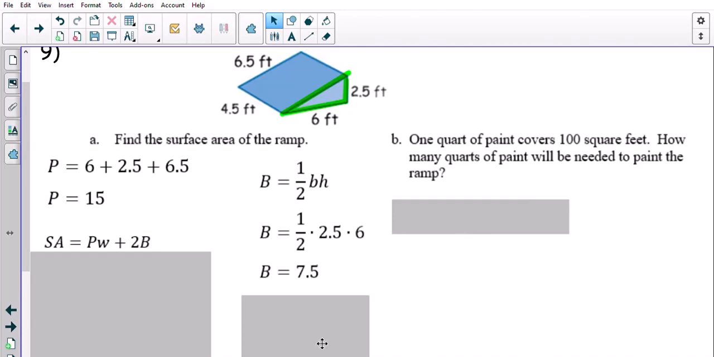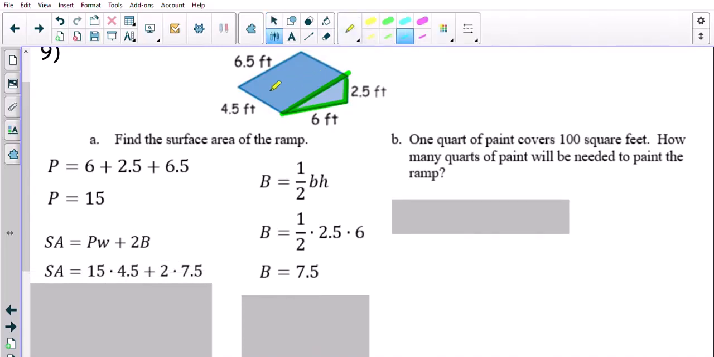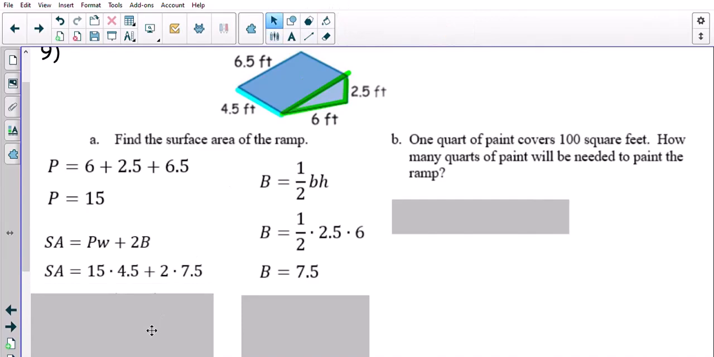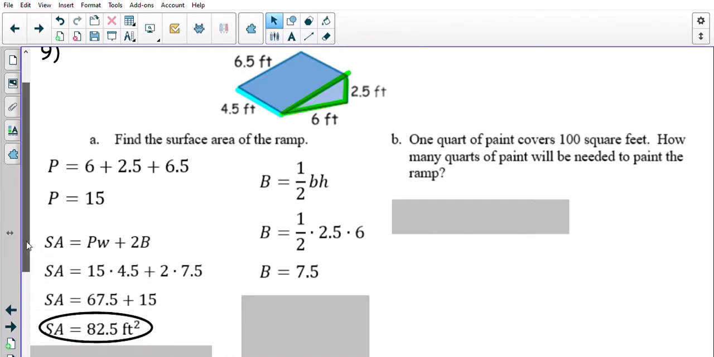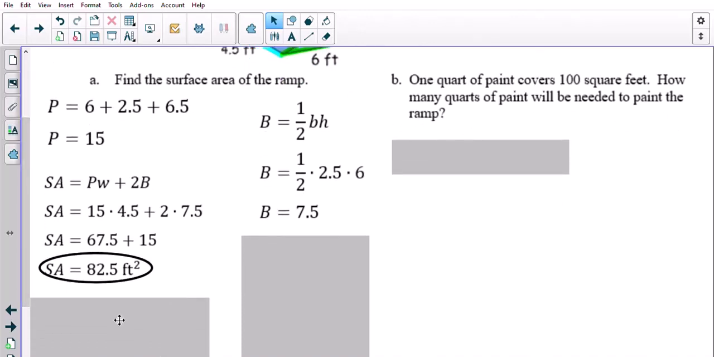To find the surface area, we do the perimeter of the base, which is 15, times the width, which is 4.5. Highlight that in blue right here. Plus 2 times the area of the base, which is 2 times 7.5. That's going to get us 67.5 plus 15 for a surface area of 82.5 feet squared. Now again, if you're painting this, you're probably not going to paint the bottom since it's not going to be seen, but you also might paint more than one layer as well. So we'll take that into consideration in the next part.